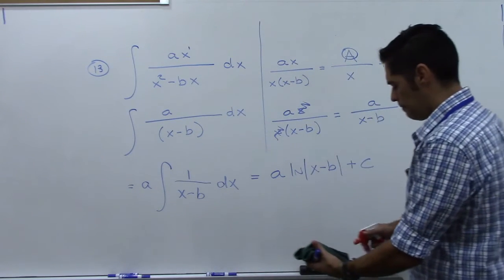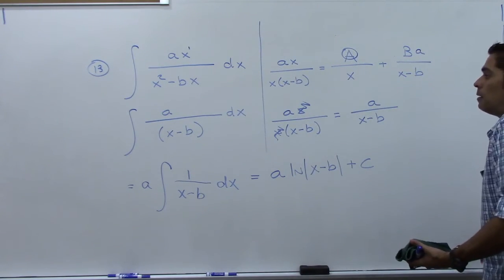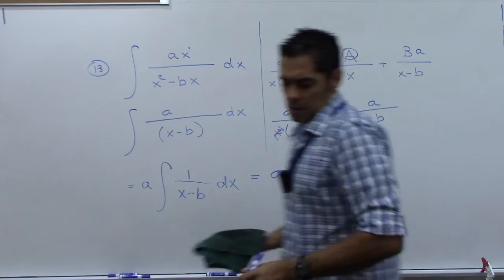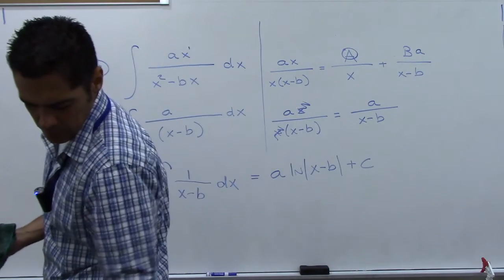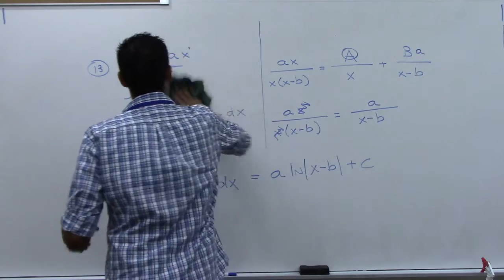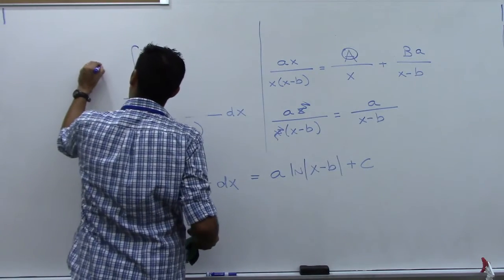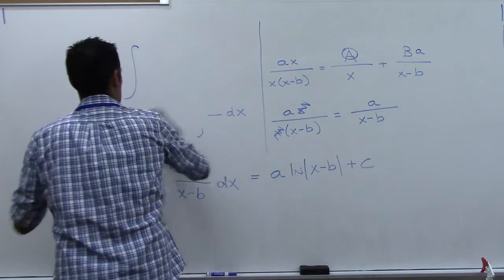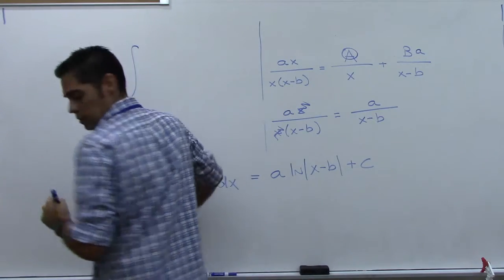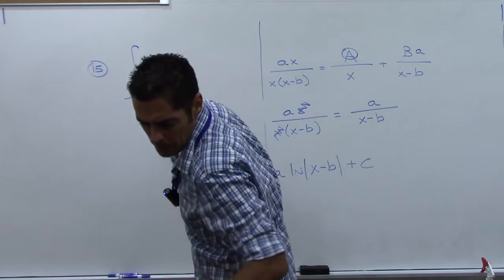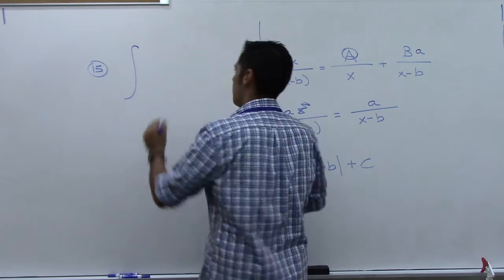All right, 13, let's look at 15. The integral of 2x plus 3 over x plus 1 squared.